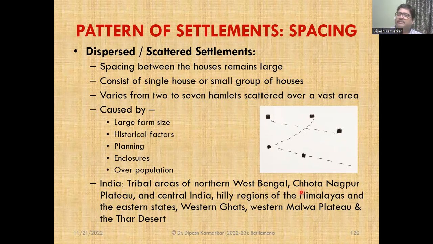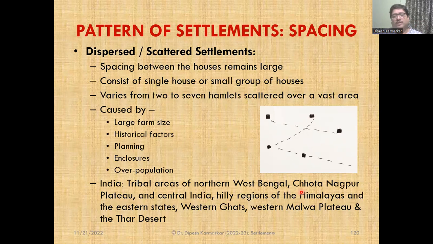Certain settlements are enclosed. They are enclosed by a kind of fencing, or by a wall, and such walling or fencing of buildings or of settlements also gives rise to the process of dispersion. It can also be a result of overpopulation, that the settlement grows so heavily that people tend to stay away from each other to reduce the congestion.